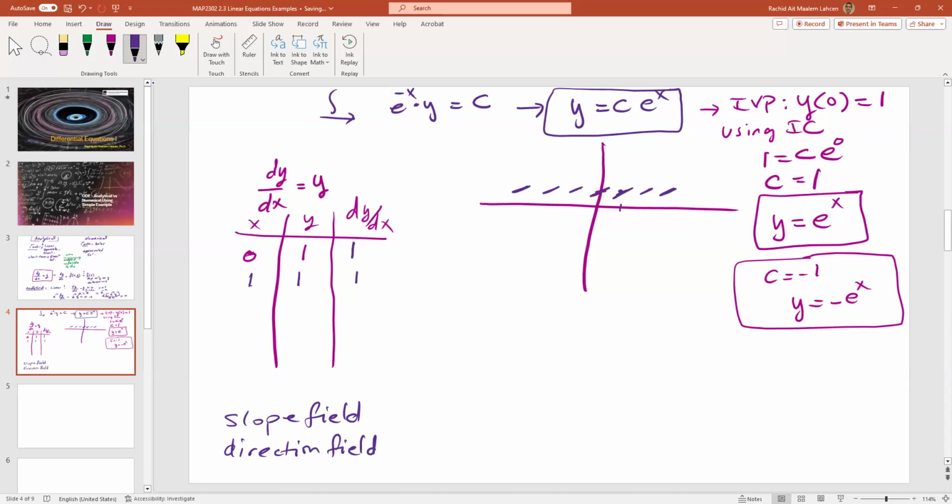All right, so we can do more points. Let's say I pick -1. If I pick -1 or if I put 1, it'll be the same thing. So what if I put 0? That means y is 0, the slope is 0. So it'll be here.